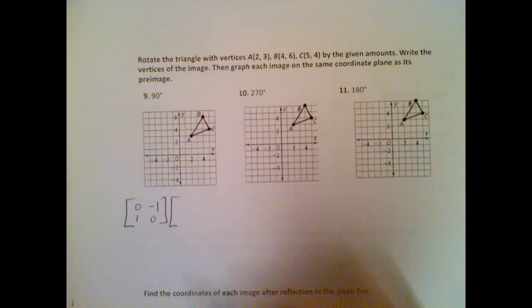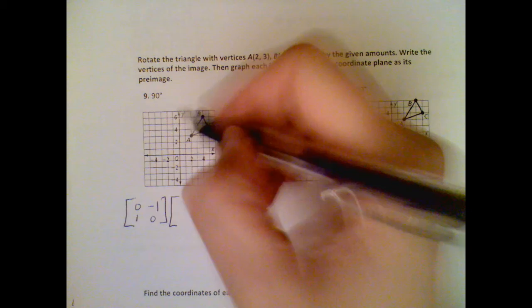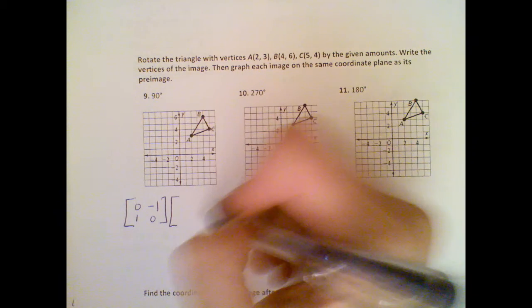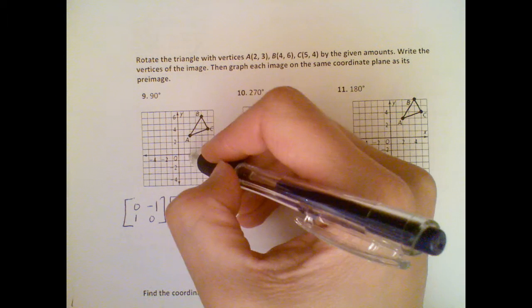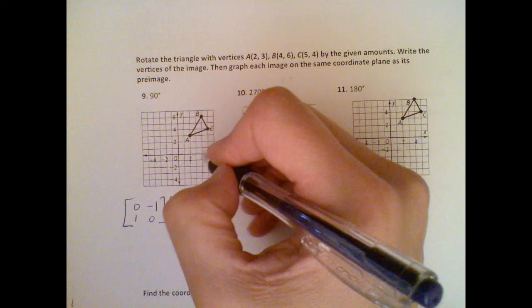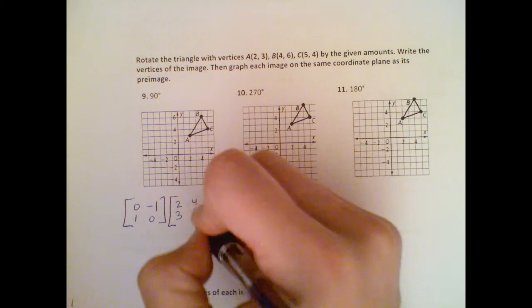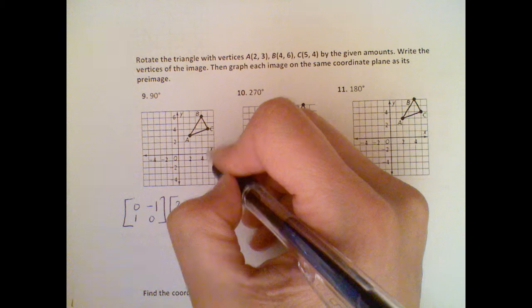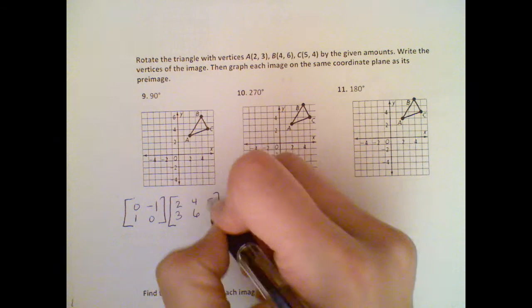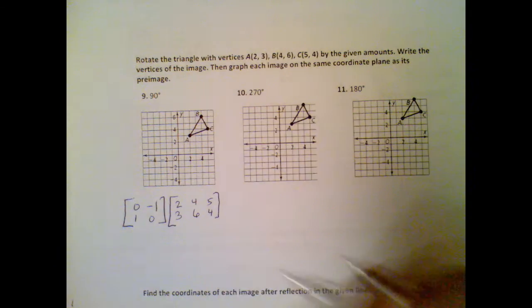And then we're going to multiply it by the coordinates. We're going to label each of these coordinates, and each coordinate is going to be a column. So matrix A is 2 and then 3. Matrix B is 4, 6. And matrix C is 5, 4. And then we just multiply those.